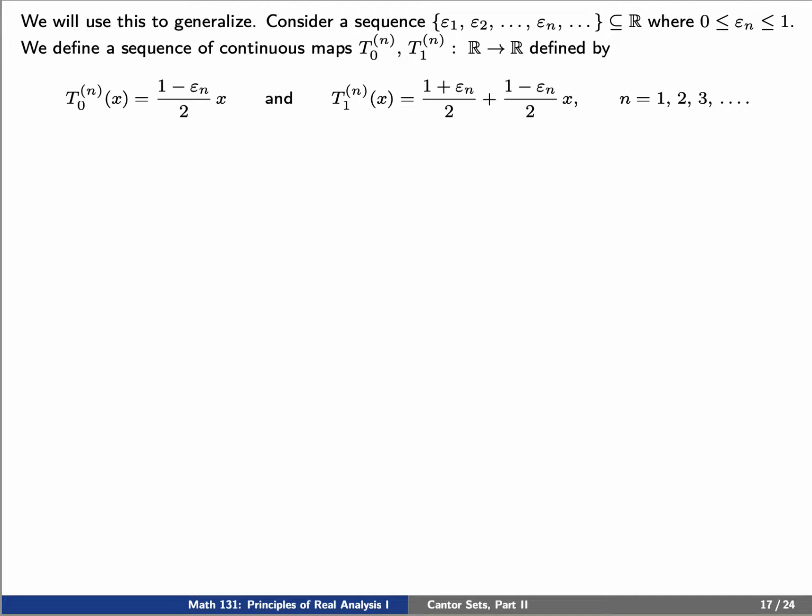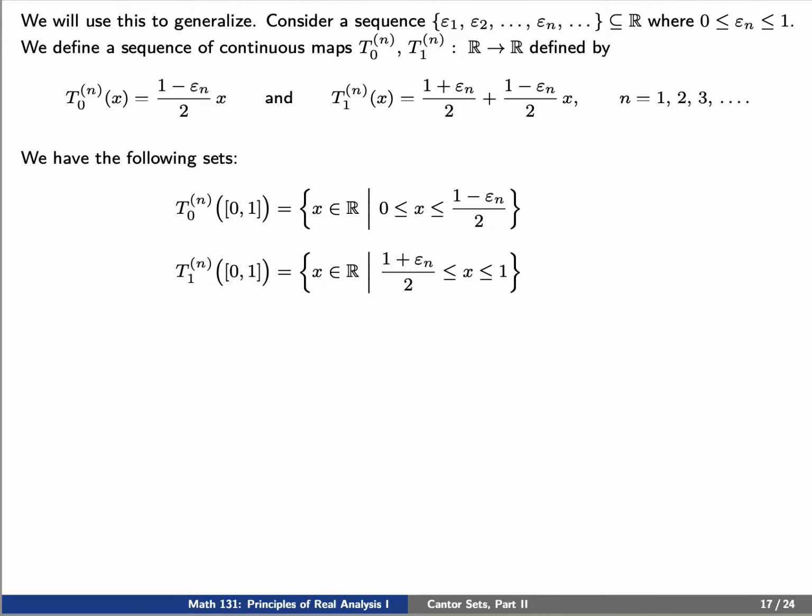We're going to use all of this now to generalize. Let's consider a sequence epsilon 1, epsilon 2, up to epsilon n as a collection of real numbers between 0 and 1. We'll now write a sequence of continuous maps in terms of T0 and T1 as you see on your screen.